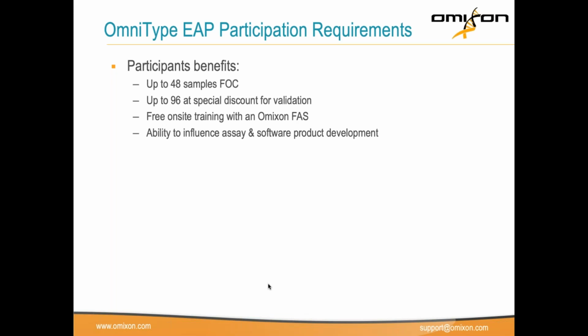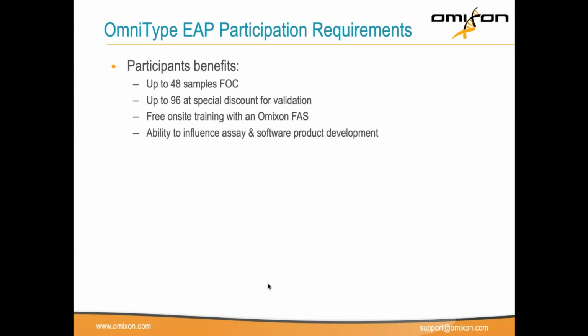So the EAP, of course, is still ongoing. If you do have any customers that would like to participate, we can still enroll them in that. We do have certain requirements, of course, and participant benefits. So how do the participants benefit? They get up to 48 samples free of charge for testing, and they can potentially get up to 96 samples at a special discount for validation should they decide to sign a contract with Omixon for long-term use.